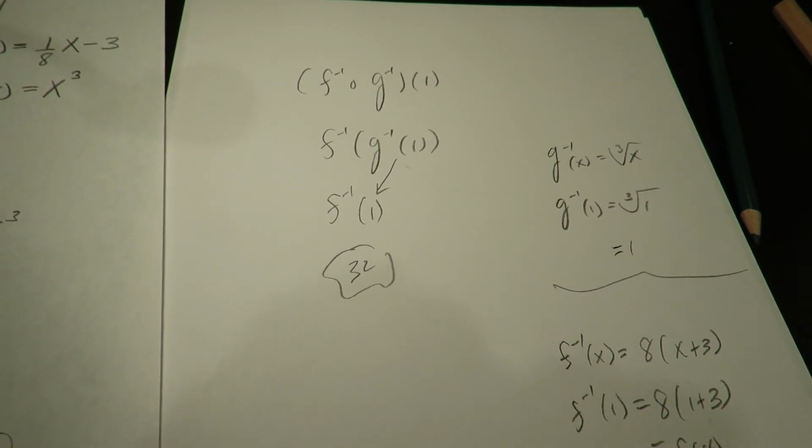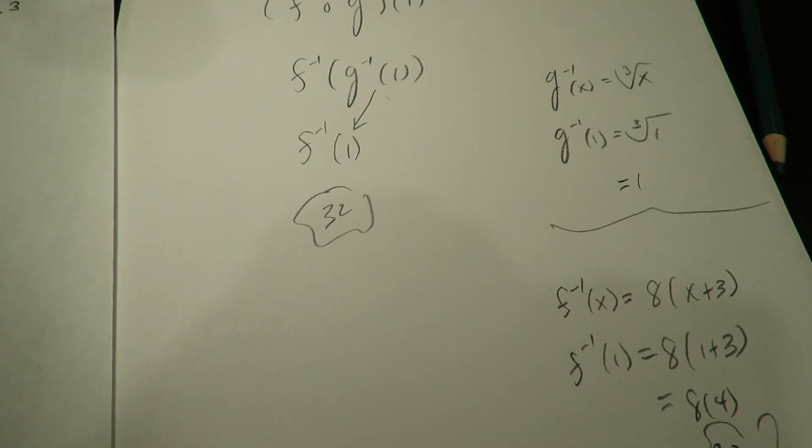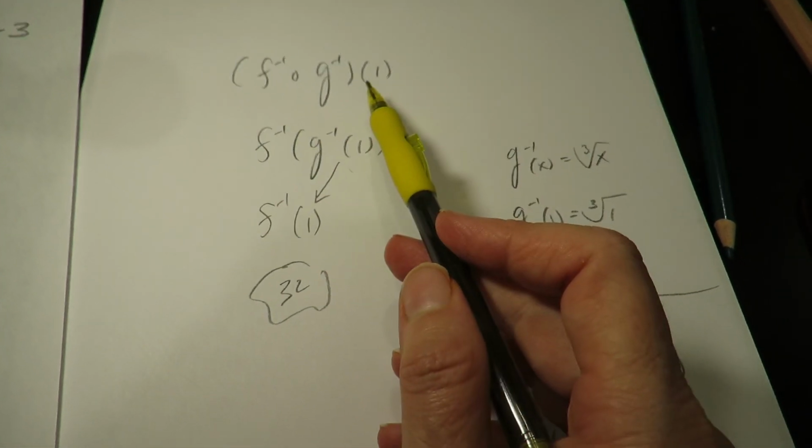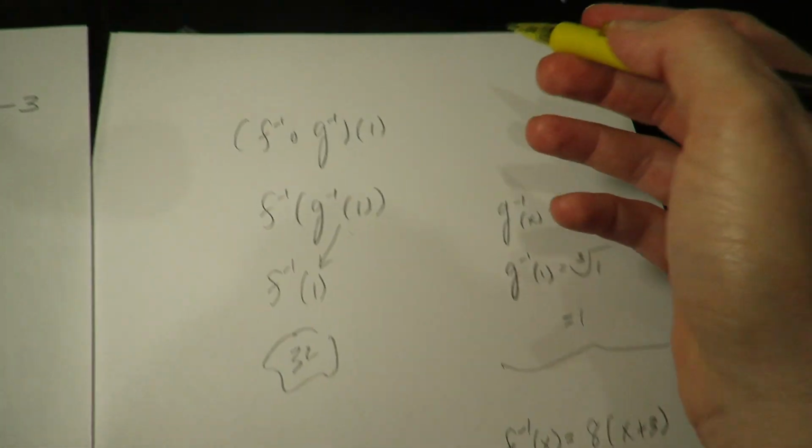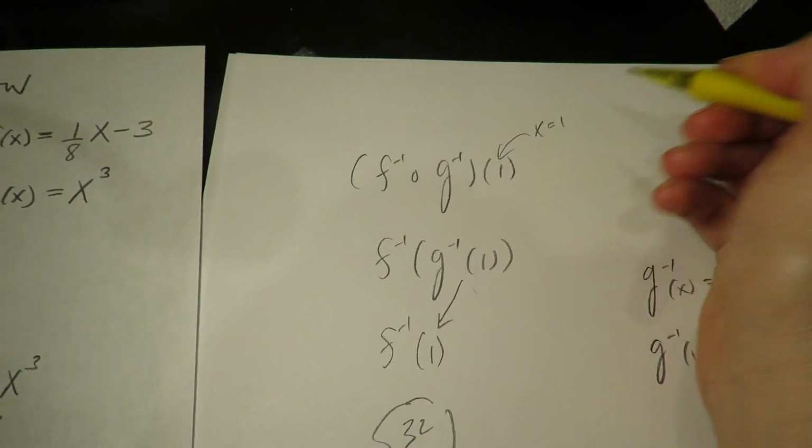Okay gang, so that's the final answer. And again, remember you could have taken the composite first of f inverse and g inverse. I just did it plugging in the x values as I went along, because this out here is telling you that you want to let x be 1 in this case.